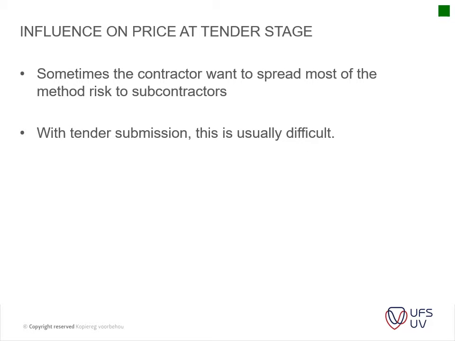Okay, the influence on price at tender stage is sometimes the contractor wants to spread most of his risk to the subcontractors through the method statement. So that's something that one can do, or think about, through a method statement. With tender submissions, it is usually difficult because your subcontractors at tender stage don't usually give the main contractor a method statement. Maybe your electrical engineer might do something like that, or your mechanical engineer might assist with that, but there's usually not enough time to actually do that.